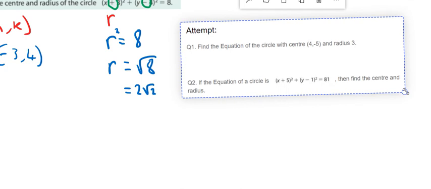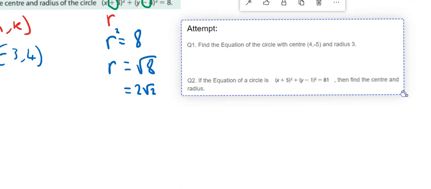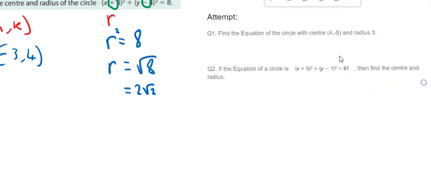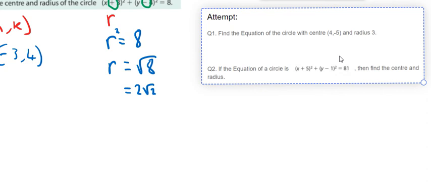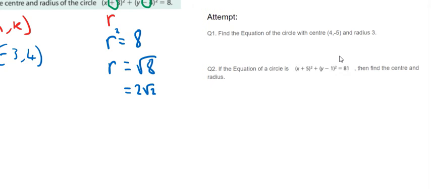So here's 2 questions. So if you just want to pause the video quickly and then try them, and I'll play it on and I'll go through the answer. So first one, find the equation of the circle with center 4, minus 5 and radius 3.